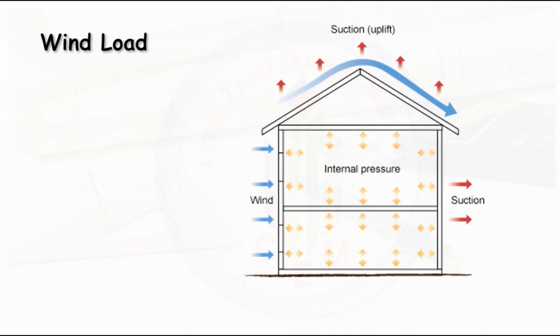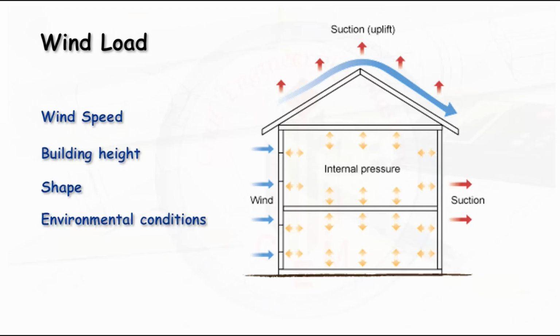Let's start with the simple term. Wind load refers to the force exerted by wind on a structure. It is essentially the pressure caused by wind that is applied to a building surface area. The pressure can vary depending on several factors like wind speed, building height, shape, and environmental conditions.